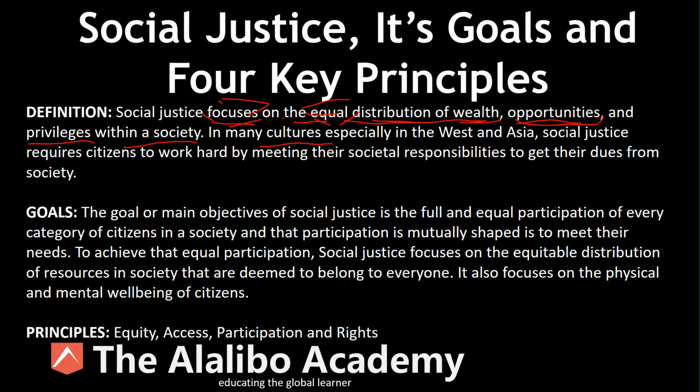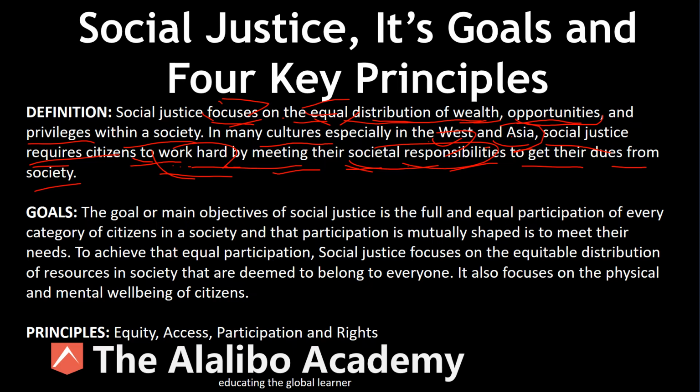In many cultures, especially in the West and Asian cultures, social justice requires citizens to work hard by meeting their social responsibilities to get their dues from society. Now, this is not only the case in Western or Asian societies, but in societies all around the world that have different forms, different ideas of social justice. But all of these ideas incorporate the idea of hard work, the idea of citizens playing their part and being met by the government halfway, so to speak, right? So citizens play their part, they work hard, and that's what this means here. It requires citizens to work hard by meeting their social responsibilities.